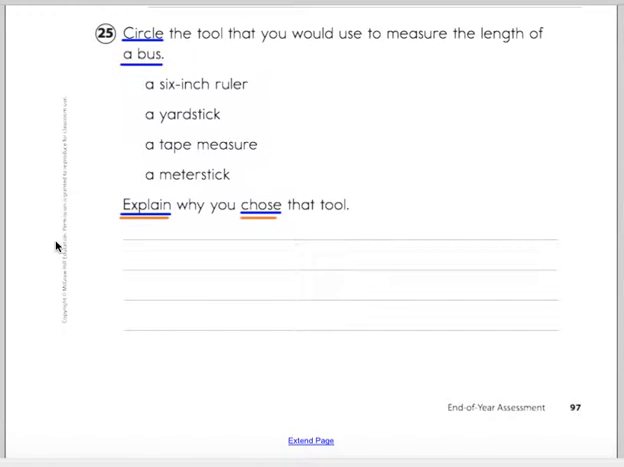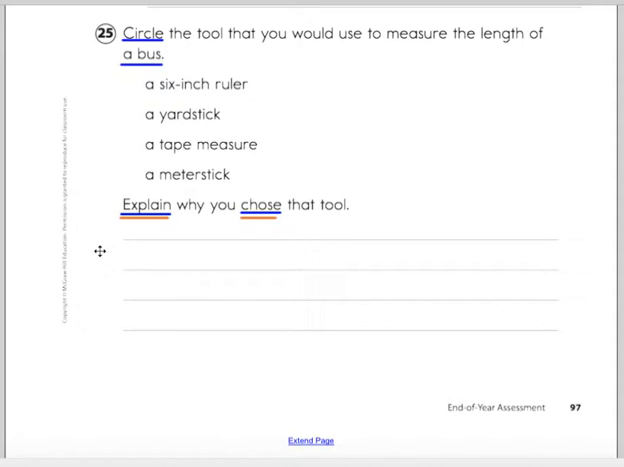Okay, last question. Whoop, whoop, whoop. Yay. Okay, circle the tool, sorry, misspoke. Circle the tool that you would use to measure the length of a bus. Would you use a 6-inch ruler? In other words, half of a ruler to measure a bus? Would you use a yardstick to measure a bus? A tape measure? Or a meter stick? Which one would you use to measure a bus? Which one's going to help you the best? Circle the answer.